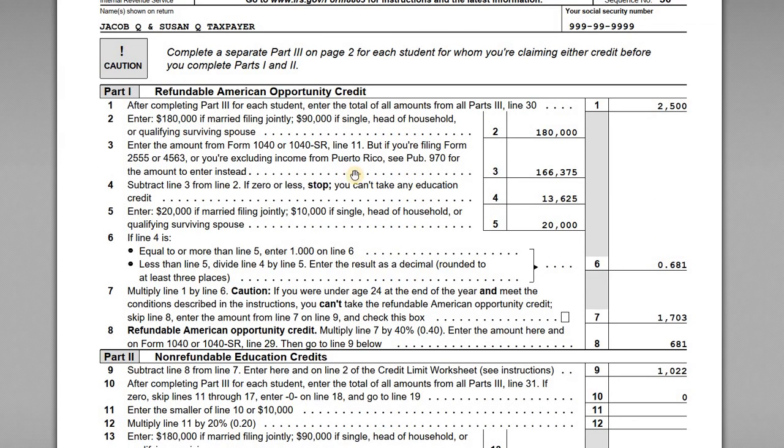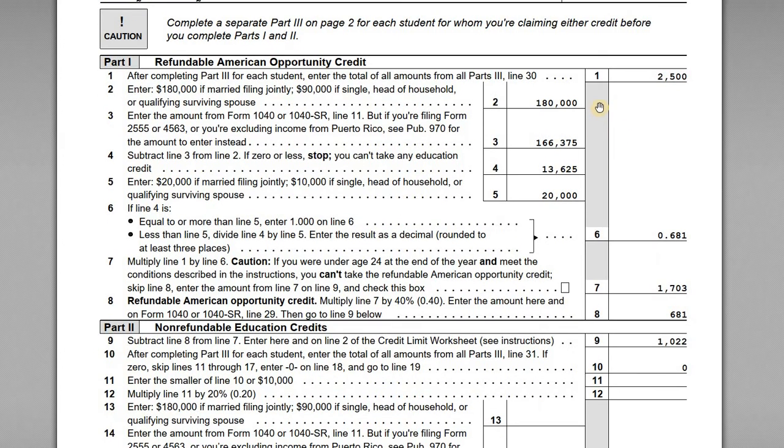Line 3, we pull our adjusted gross income. So there's the $166,375. Subtract line 3 from line 2 gives us $13,625. And here's where the phase out calc starts to happen, right? So if married filing joint, enter $20,000. If single or head of household, enter $10,000.